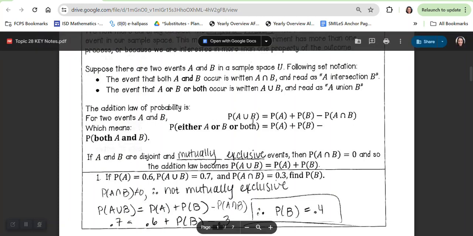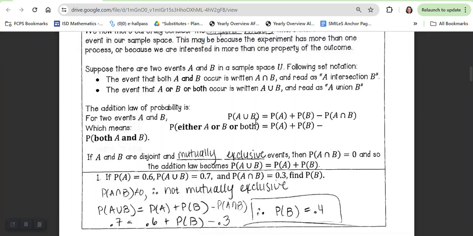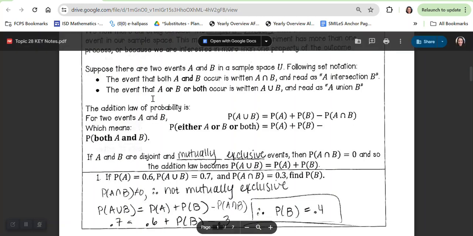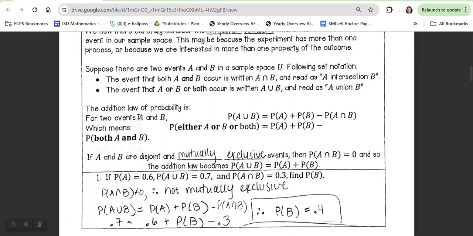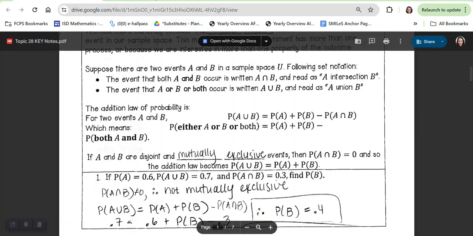So the addition law of probability is that if you have two different events, A and B, so here's A and B, perhaps A would be the probability that you like chocolate, and B would be the probability that you like potato chips. You would add the two probabilities together and subtract the probability that they both happen. And that kind of goes against your intuition because it says right here, it's the probability that A happens, or B happens, or both. So why are we subtracting the probability of both? Let's look at an example to see if we can see that.